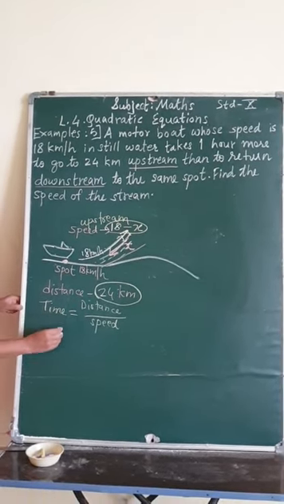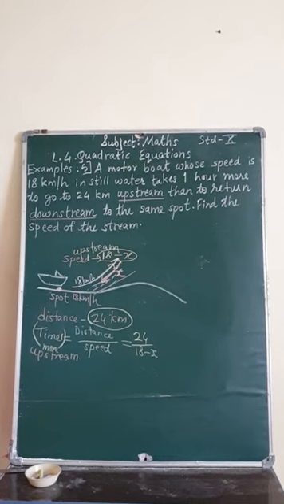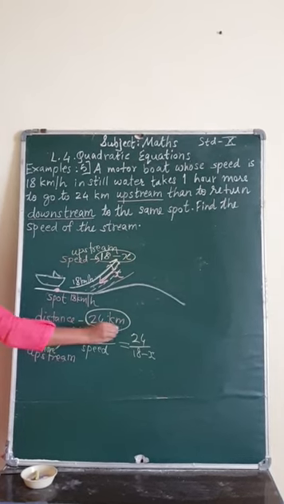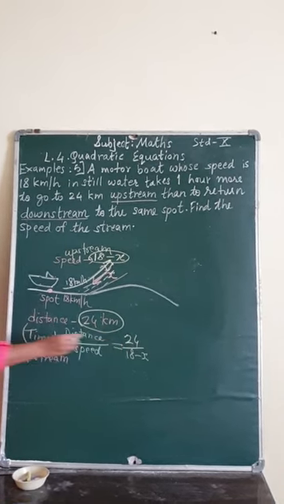So what can we write in terms of x? The 24 km distance will be covered with the speed 18 minus x. So here, for the time to go upstream, time 1 is 24 upon 18 minus x.